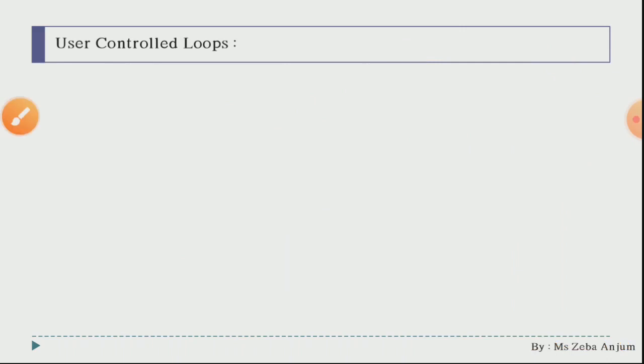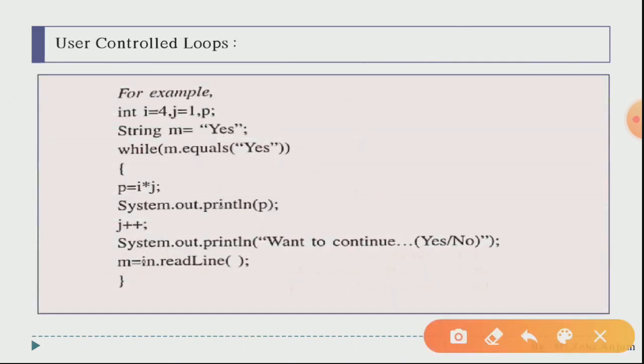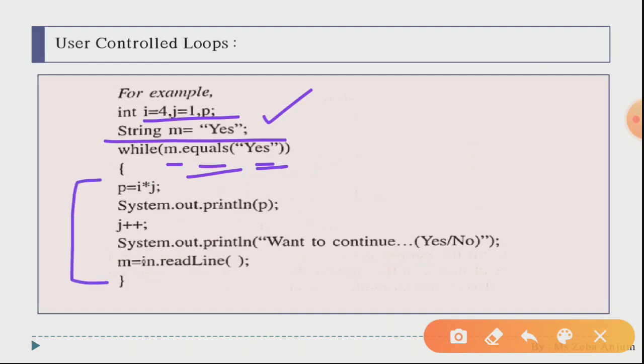Now see the example. We are having some initialization: i equals 4, j equals 1, and a string m equals "yes". Now see over here in while we are using m.equals("yes"). Okay, in your 9th class also, in the last chapter, I have already told you that when we compare any two strings, we use this function .equals. Yes, m.equals means the value of m is yes. Now "yes".equals("yes"): if this condition is true, then only this block will be executed.